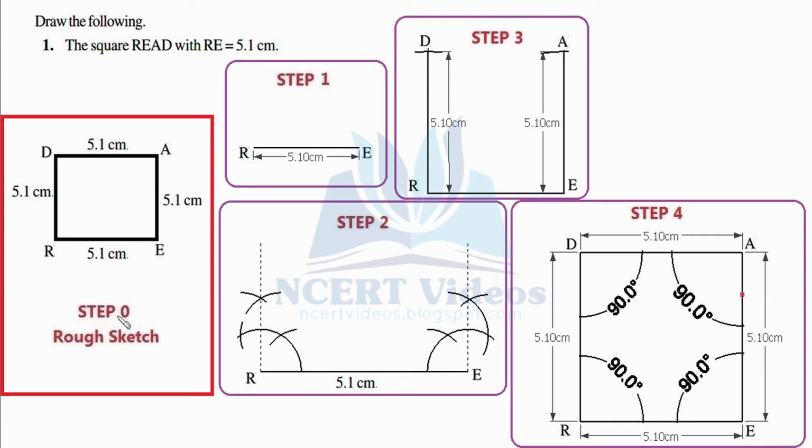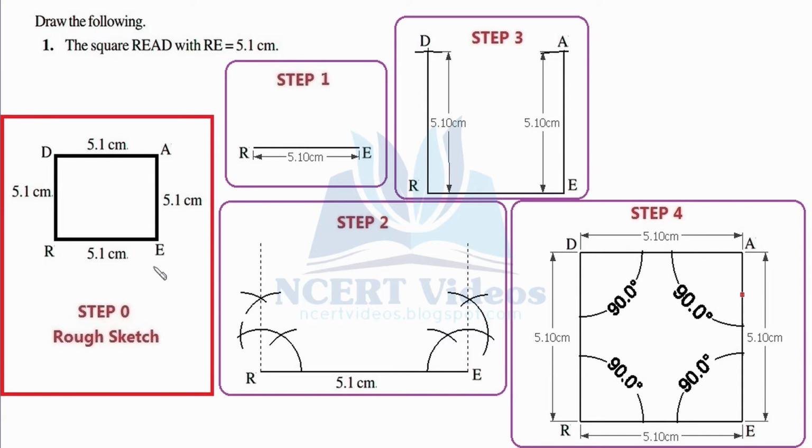So step number 0, which we call a rough sketch, goes like this. We simply construct a square looking figure and mark down its vertices as READ. So READ, our approach is anti-clockwise. You may have a clockwise approach, that depends on your preferences, and each line segment as 5.1 centimeter. So that was a rough sketch. Pause it and try to construct yourself.